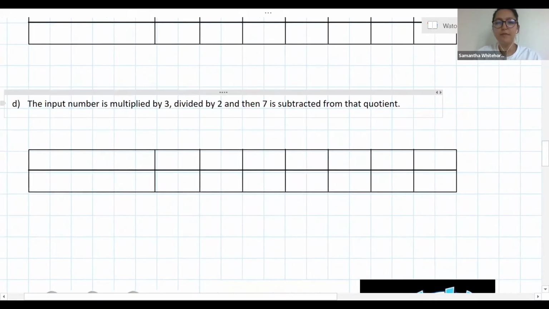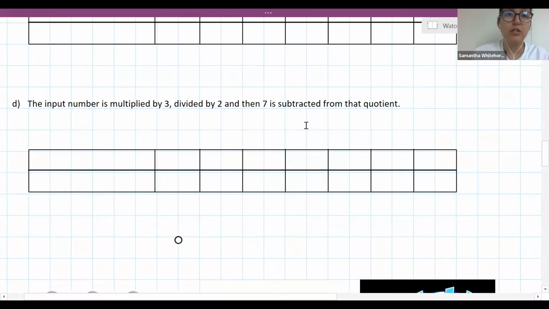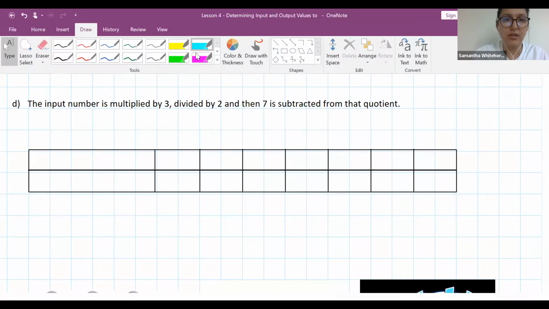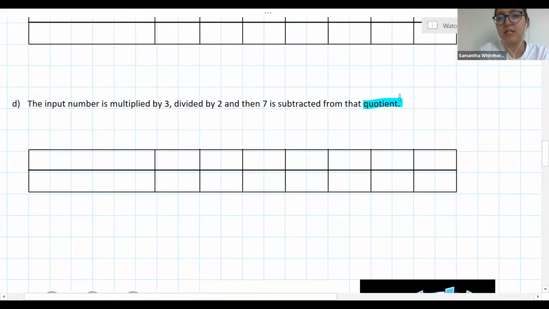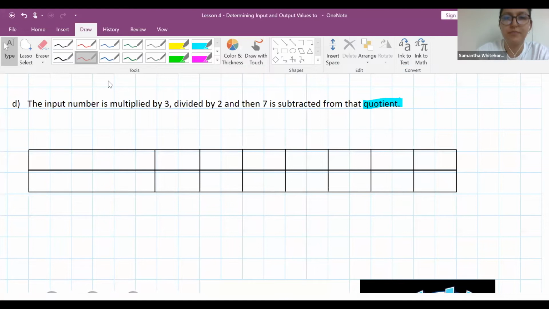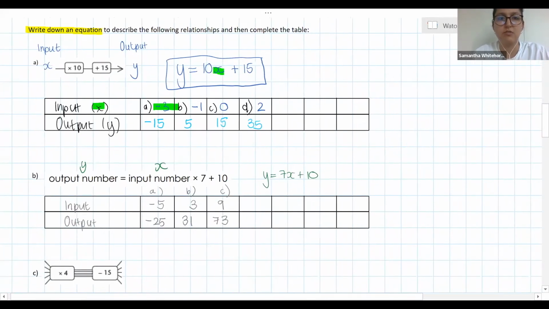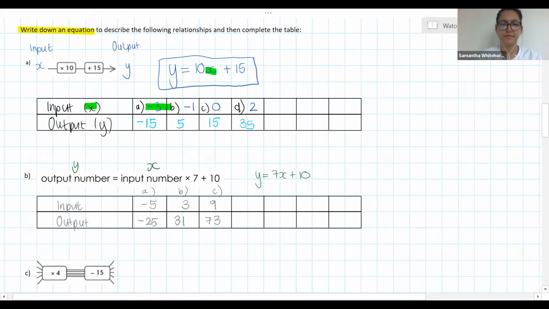The input number is multiplied by 3, divided by 2, and then 7 is subtracted from that quotient. Now, just so that we're all understanding, I think the only thing that might be a bit confusing is this idea of a quotient. Sorry, I'll go back for you to screenshot now. I get so excited and then I just rush. If you need to take a screenshot, please do, and then I'll go back down to that question.